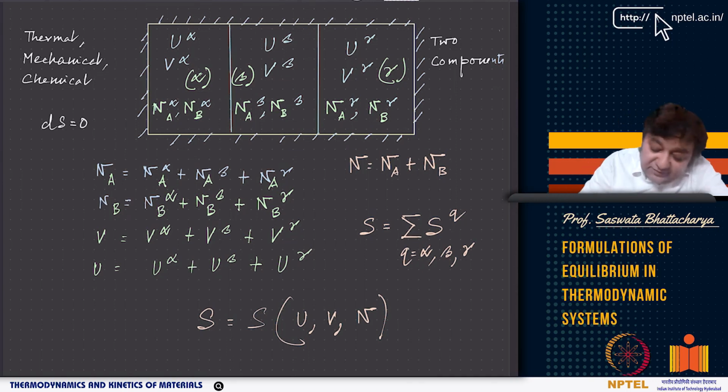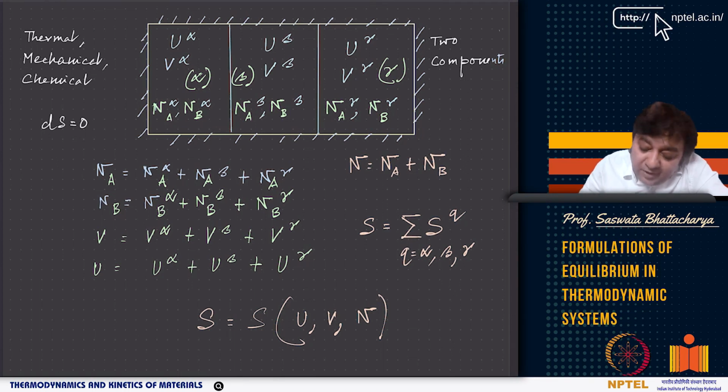Another thing we talked about is that this maximization applies when we have removed all internal constraints imposed by the walls. The initial internal constraints were that the walls were rigid. This wall is a rigid wall, and it is impermeable to A and B, so the subsystems cannot exchange A and B. So impermeable, rigid and adiabatic, which means no energy exchange between alpha and beta or beta and gamma.